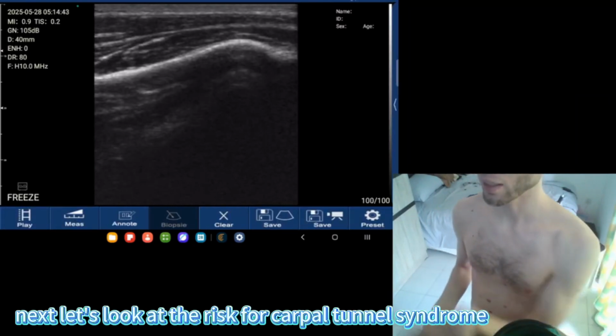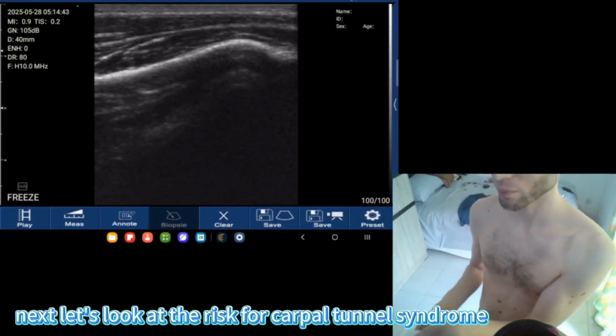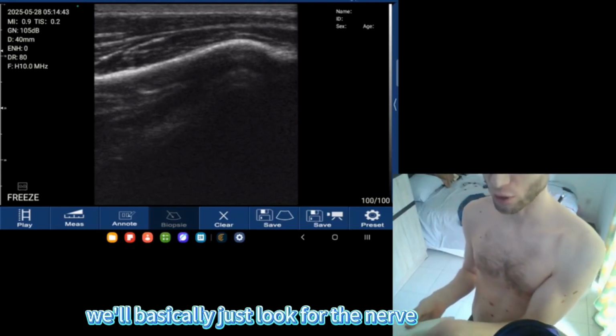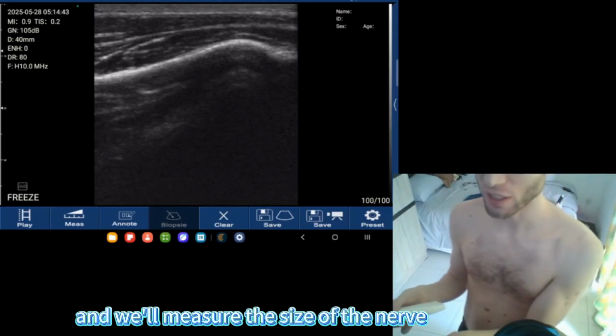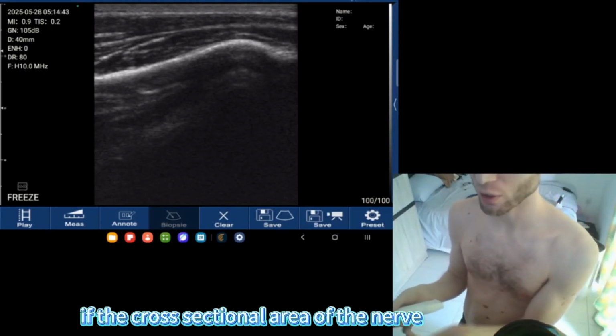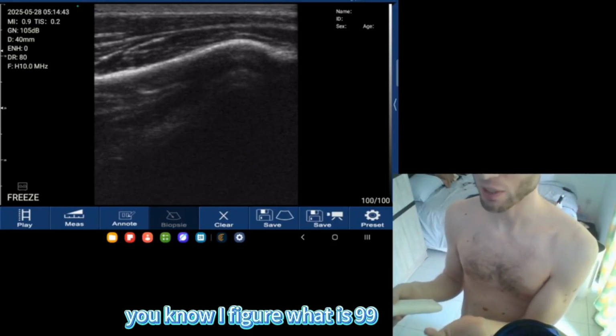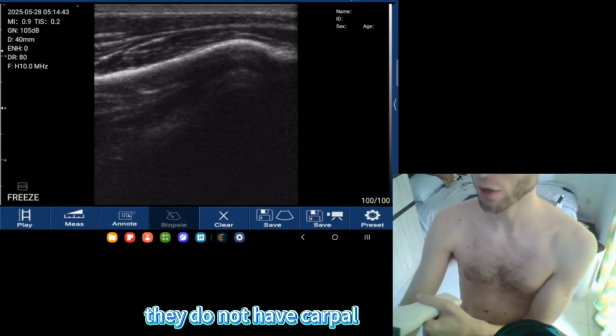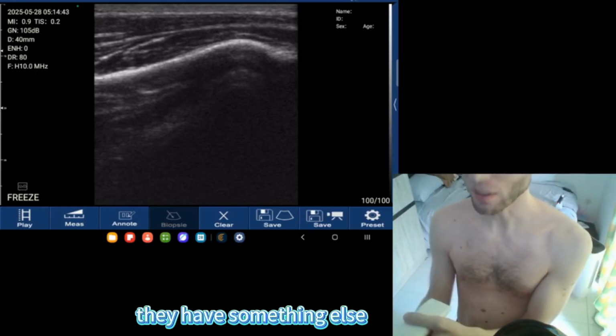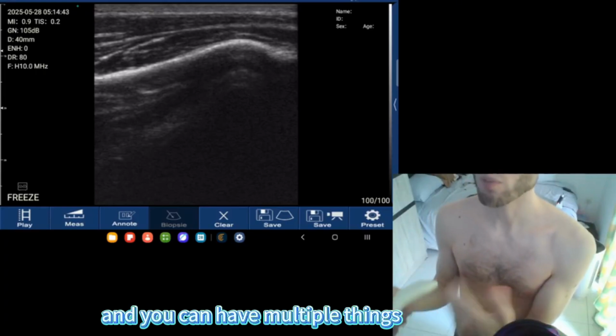Next, let's look at the wrist for carpal tunnel syndrome. What I can do is we'll basically just look for the nerve, and we'll measure the size of the nerve. If the cross-sectional area of the nerve is less than 9 millimeters squared, I figure it's a 99% chance, or 98% chance, they do not have carpal tunnel syndrome. They have something else. And you can have multiple things.